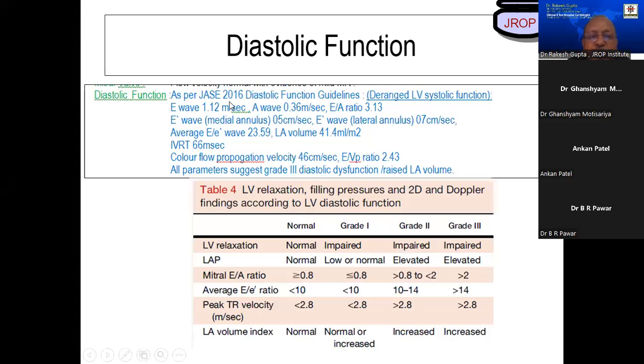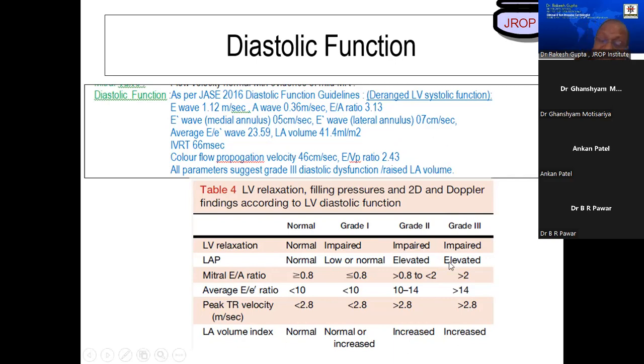If I put all these parameters into this diastolic function evaluation, let's take them one by one. E wave 1.12, A wave 36, E/A ratio is 3.13. Is 3.13 classified into grade 3? Then E/E prime average, is it classified into grade 3? Then LA volume, 41.4, is increased. Then TR jet velocity, we have not taken a TR jet velocity till date, but we'll take it. Till now, we say grade 3 diastolic dysfunction with raised or elevated LA volumes.